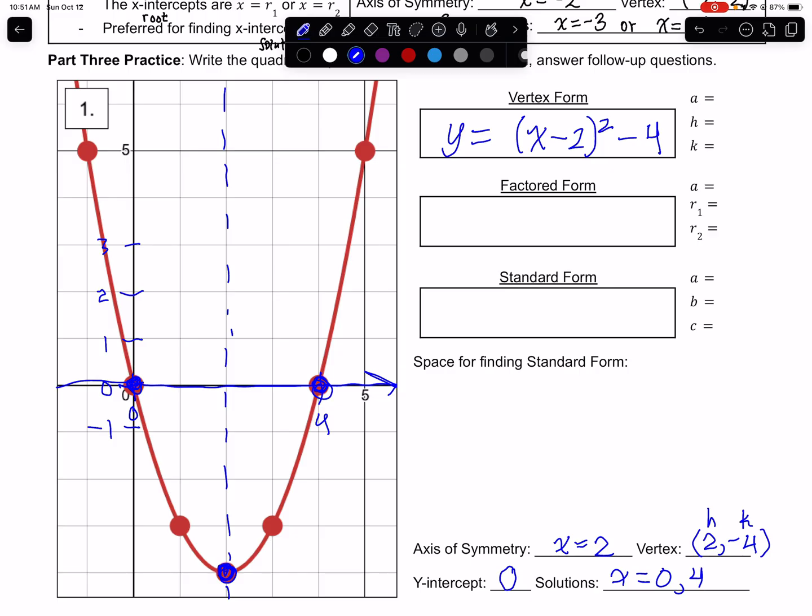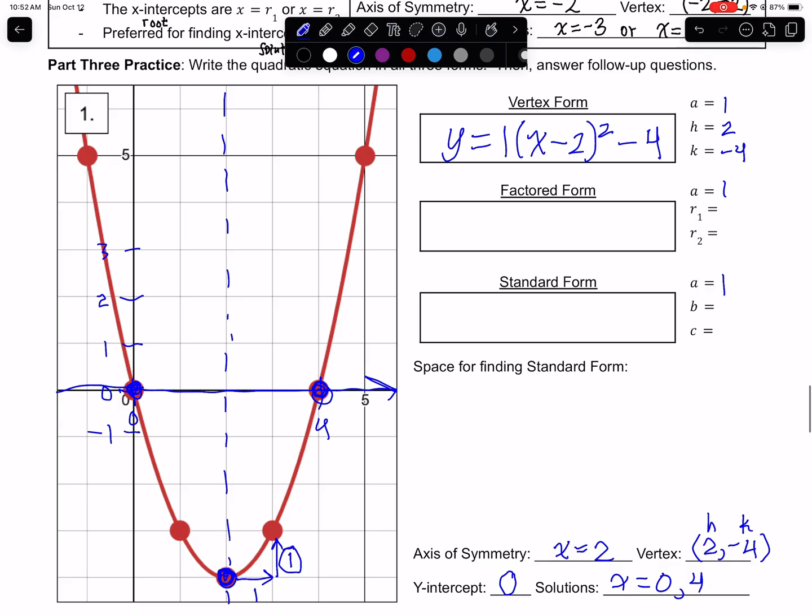And then all we need to do is find out what a is, but that is just going to be over 1, up 1, 1. It's just this number right here. So 1, 2, negative 4. So all of these are going to be 1 as well. Okay.